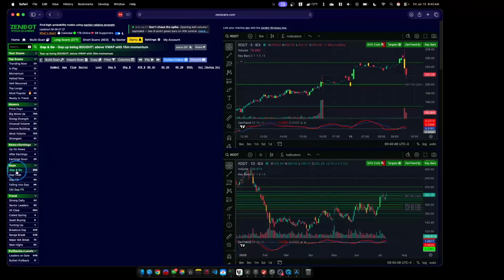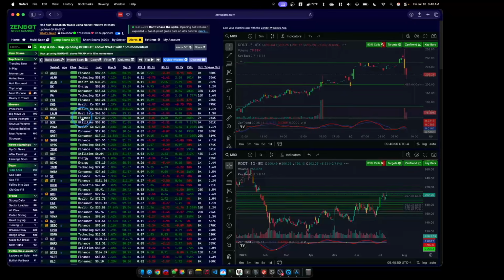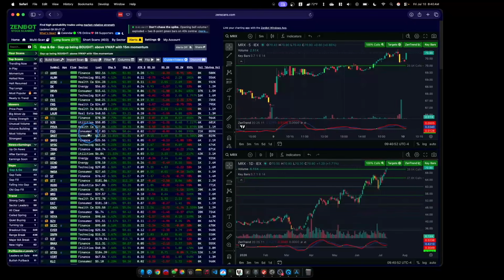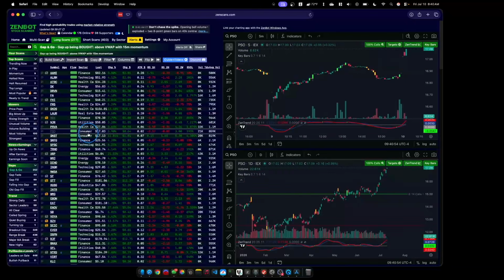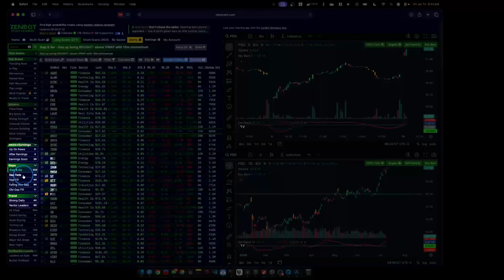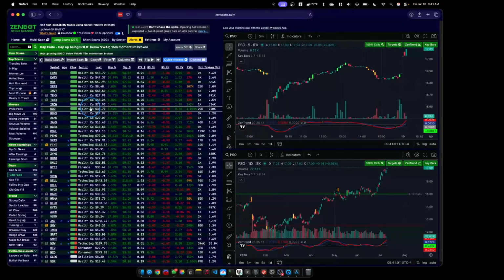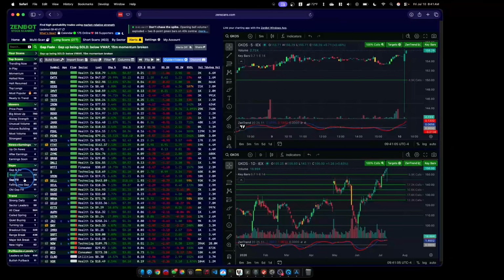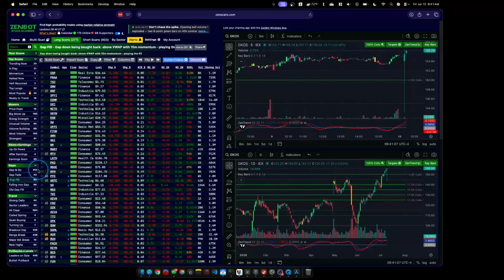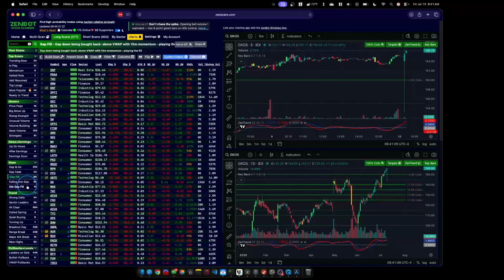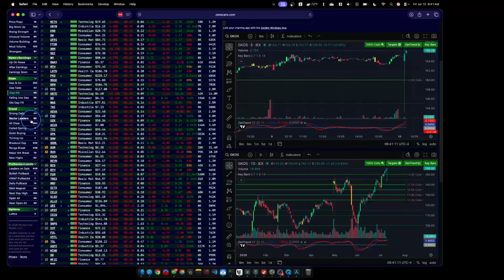Also pretty popular here is Gap and Go. These are stocks that have gapped up overnight and are running. Gap Fade are stocks that have gapped up, but are potentially fading back into that gap. So it might be a short opportunity. And gap fill, we just talked about. So pretty interesting gaps.